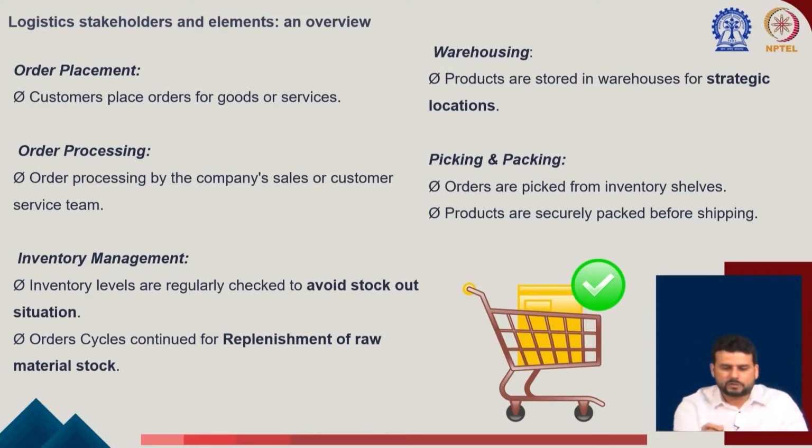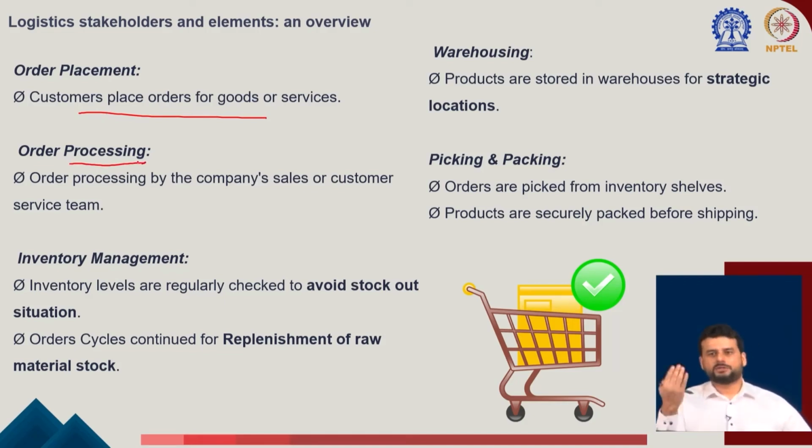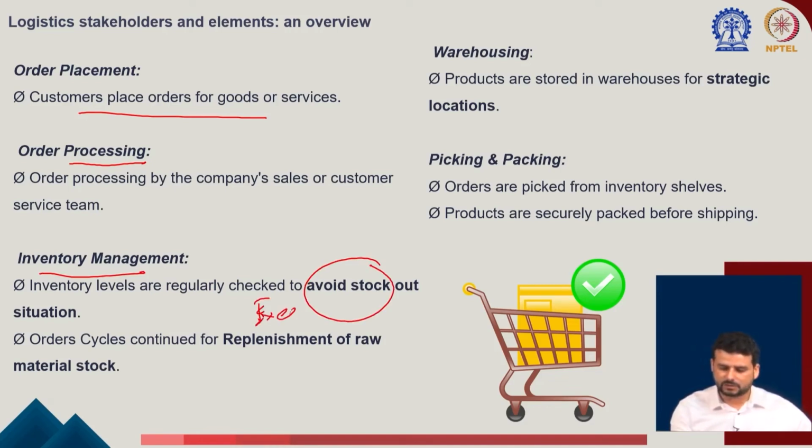Quickly we'll go through order placement, where the customer will place the order for goods or services highlighted on your website, your portal, or whatever interactive platform you provide to the customer. The order is processed. As a seller, you will record the order and start processing it. Then inventory management, obviously, to avoid stock-outs and also to avoid excess inventory.